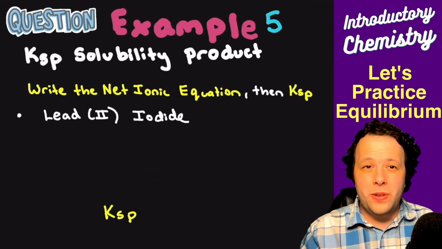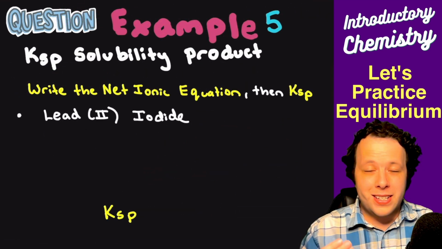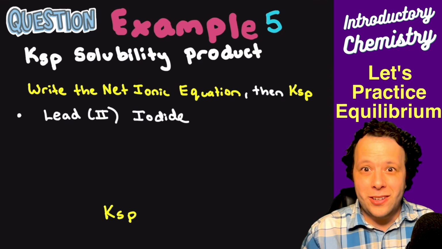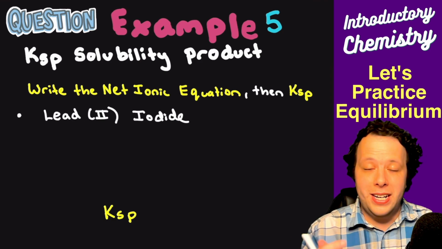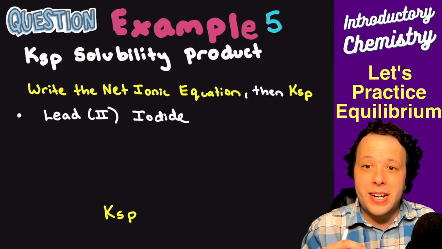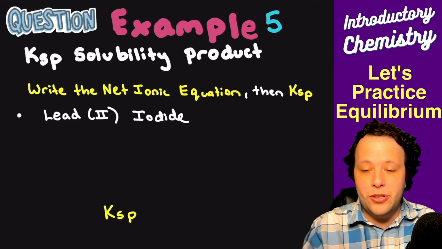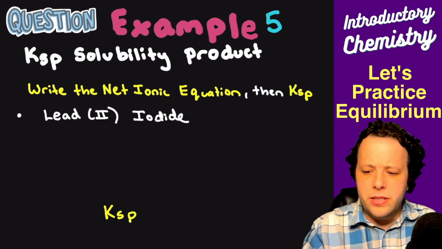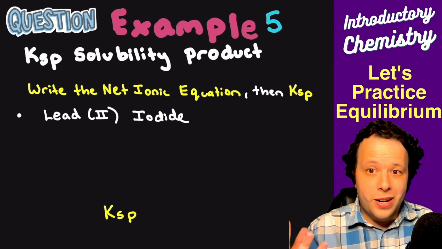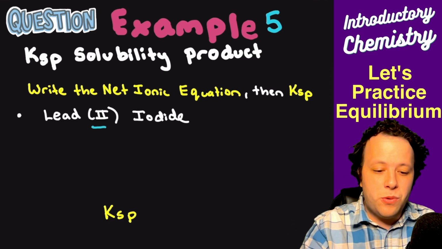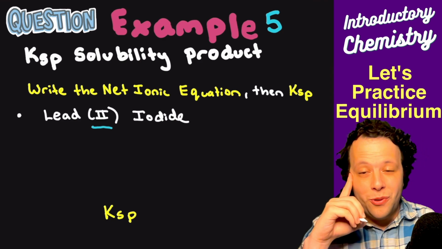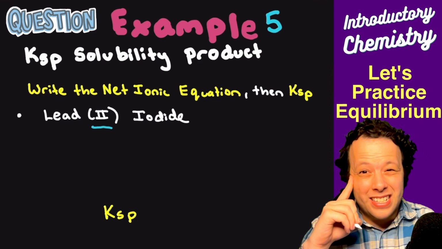So for the next one, which is all about solubility products, I ask you to write the net ionic equation, then the KSP. So if you have to define a solubility product, it's all about how it dissolves in solution. So the first thing is defining what lead iodide is. When you see the Roman numerals, the first thing for you to get out of your head is thinking that this is a subscript.